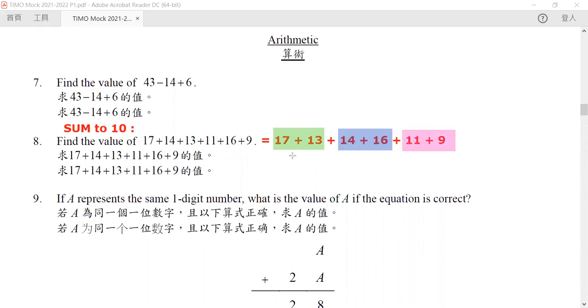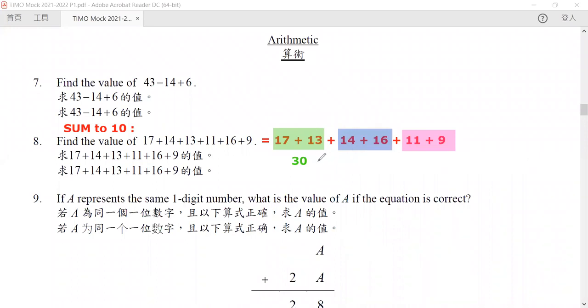For our 17 plus 13, what is the answer of 17 plus 13? Teacher, excuse me, what's your question? 17 plus 13 equals 30. Yes, it is equal to 30.